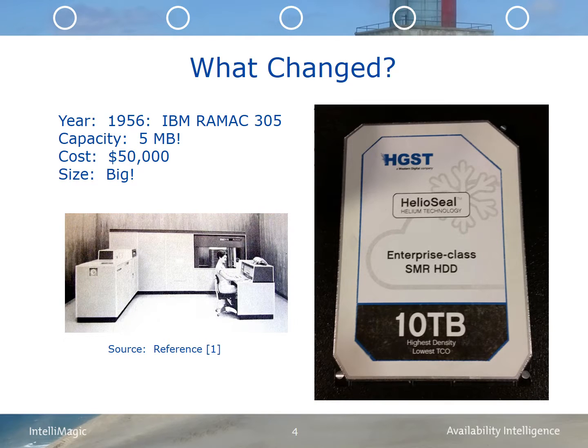In 1956, when IBM introduced the RAMAC 305, it had a whopping capacity of 5 megabytes. It took up an average size office and it cost $50,000. Today we're finding very dense drives available for both consumer and enterprise. The picture of the HDS 10 terabyte drive is shown on the right. This is just to give you an idea where we've gone in terms of the density and capacity of the drives over the last 50-60 years.